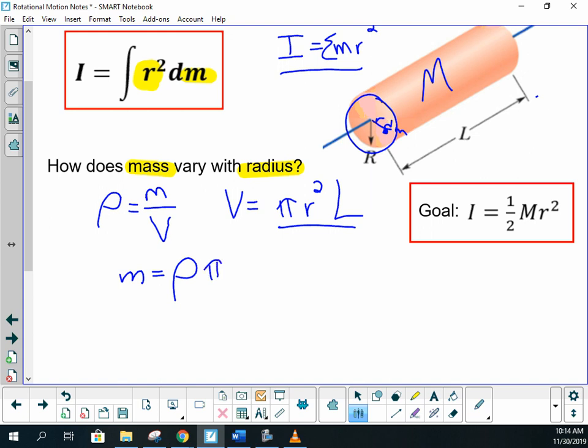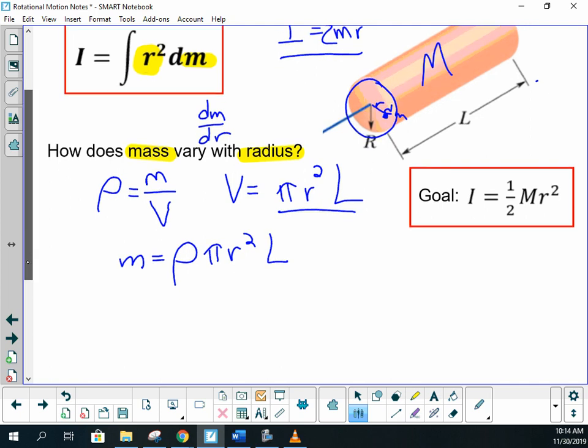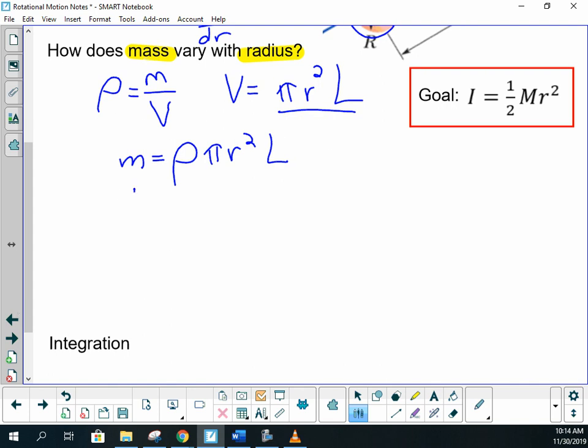So we have our density rho times pi r squared times L. And then what we're going to do is, if you think about mass varying with radius, doesn't that just say to you dm dr, right? That should say to you dm dr. We want to know how the mass varies with radius. So what we're going to do is take the derivative of this mass function with respect to r. You're good at that, so go ahead and take that derivative of that function, dm dr.